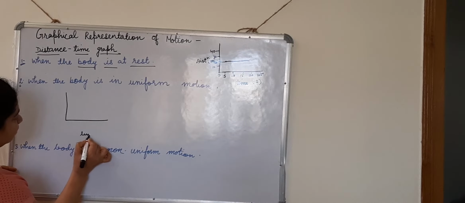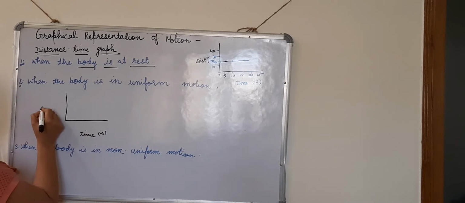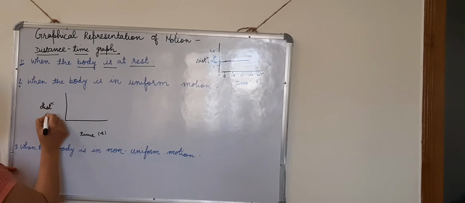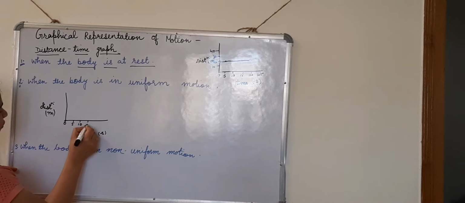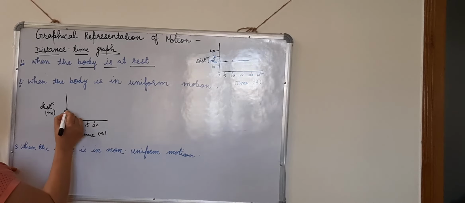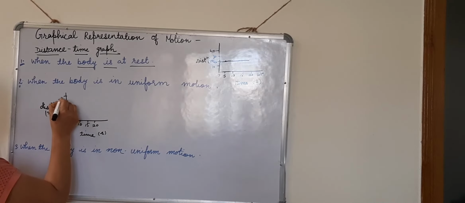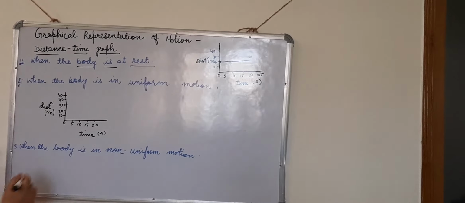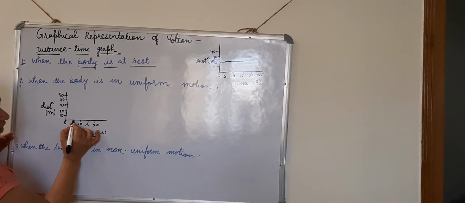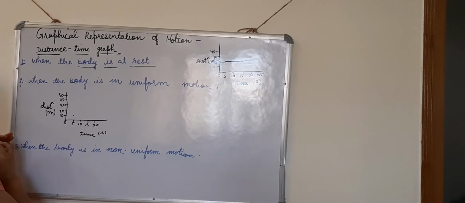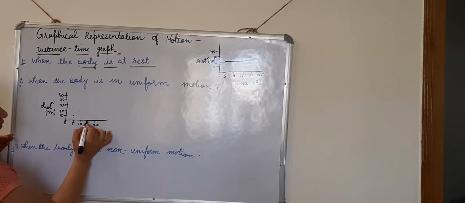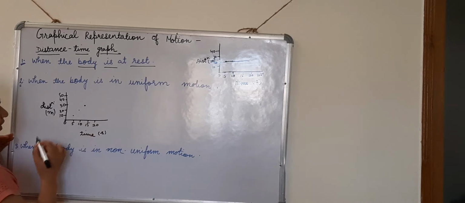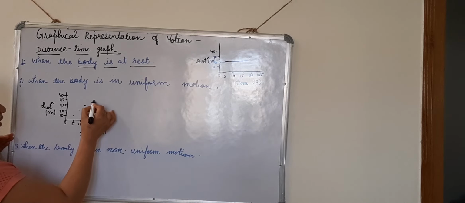Same, our time in second, our distance in meter. This is our 0, 5, 10, 15, 20, and 10, 20, 30, 40, 50. Suppose earlier the body was at rest. After passage of 5 seconds, it has covered a distance of 10 meters. After a passage of 10 seconds, now it is at this place, 20. After 15 seconds, it is at this place, that is 30. After 20, it is at this place, that is 40.